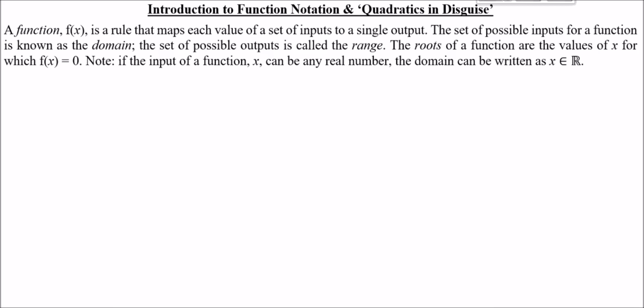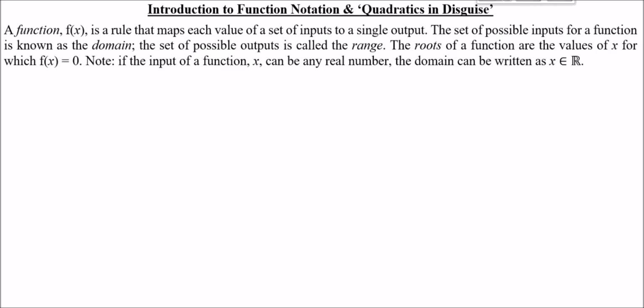Moving on, we have a couple more things to mention. So the first one is function notation and quadratics in disguise. A function we can write as f of x. It's just a rule that maps each value of a set of inputs to a single output. The set of possible inputs for a function is known as the domain. So the domain is just the set of all possible values x is allowed to take. On the other hand, the set of all possible outputs that y can take is called the range. So the possible values of x is called the domain, possible values of y is called the range.